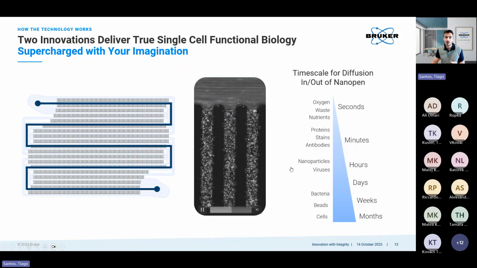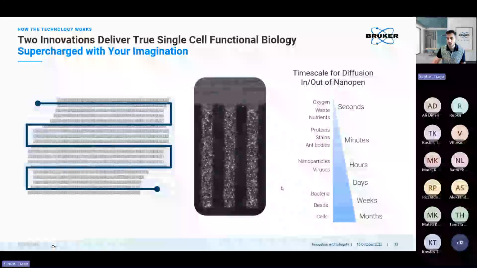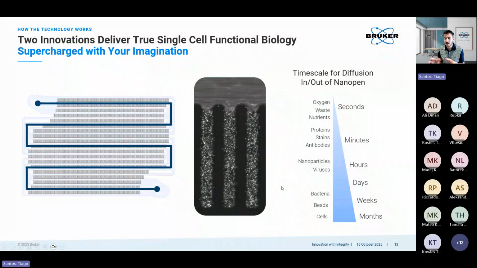And as you can see here in this video, just to exemplify, we loaded thousands and thousands of fluorescent nanoparticles, and they are not majorly disturbed because of the laminar flow, which means that a cell with a higher kilodalton would just not get out of the nanopen because of the laminar flow.